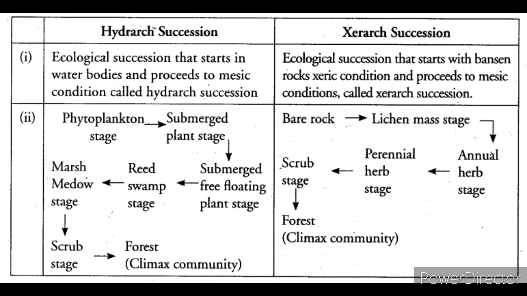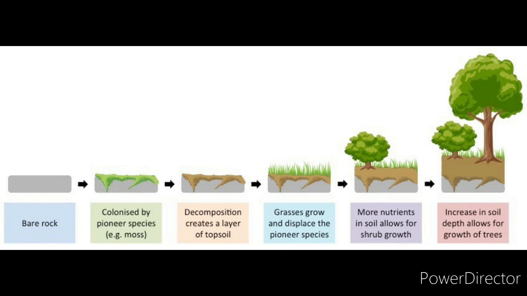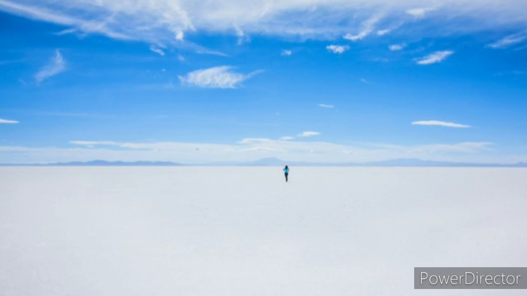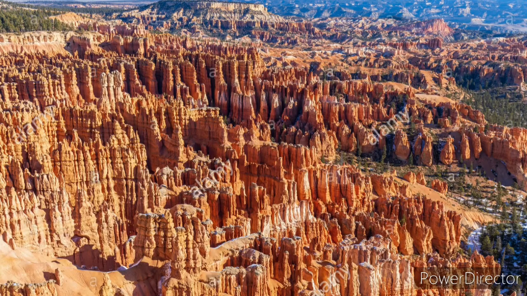And the second one is xerarch. Xerosere is a plant succession that is limited by water availability. It includes the different stages in a xerarch succession. Xerosere originates in extremely dry situations such as sand deserts, sand dunes, salt deserts, rock deserts, etc.